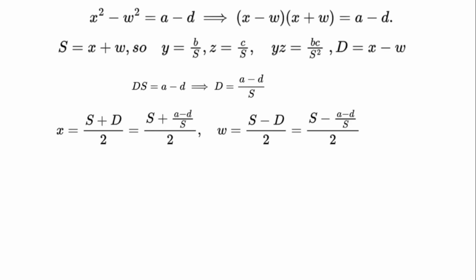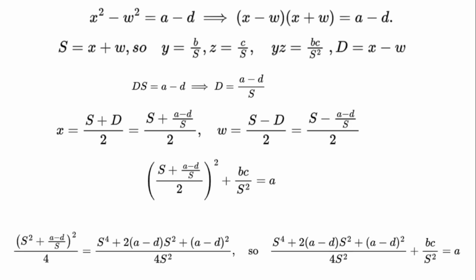Substitute x into the first equation: ((s plus (a minus d) divided by s) divided by 2) squared plus bc divided by s squared equals a. Simplify: (s squared plus (a minus d) squared divided by s squared) divided by 4, which equals s to the fourth power plus 2(a minus d)s squared plus (a minus d) squared, divided by 4s squared. So that expression plus bc divided by s squared equals a.